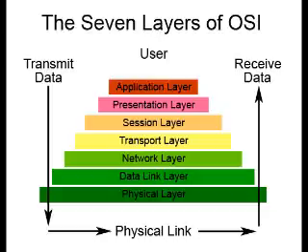Layer 7, the application layer. The application layer provides services to different applications. The application itself is not part of the layer, but the application uses application layer protocols. For example, a web browser will use Hypertext Transfer Protocol, and an email client might use Post Office Protocol and Simple Mail Transfer Protocol.